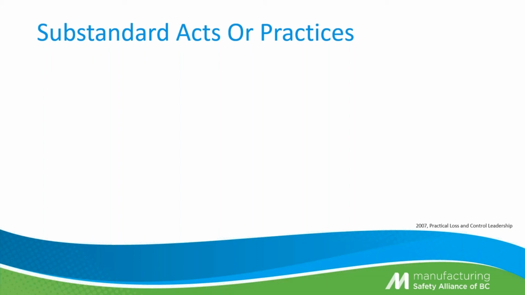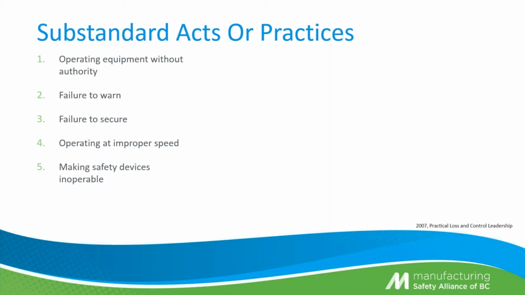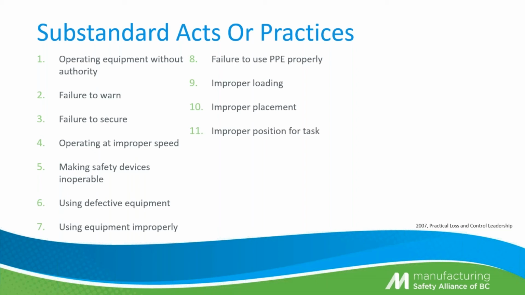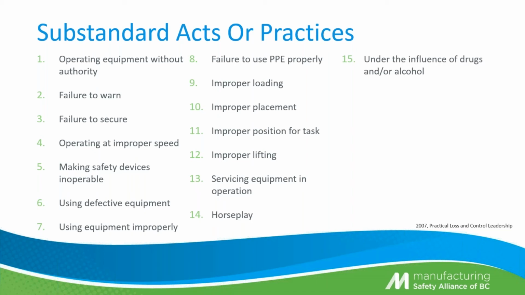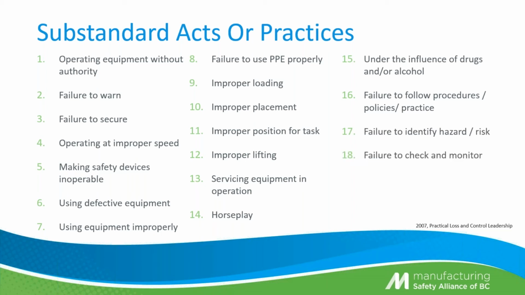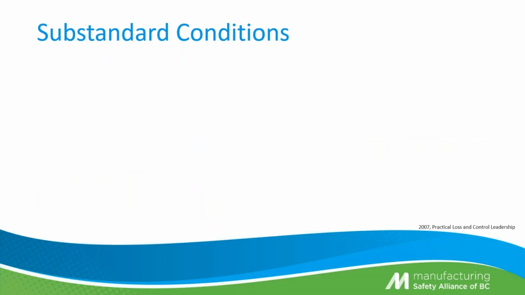And the way to think of the difference here is this is what the individual is doing, right? So operating equipment without authority, failure to warn, failure to secure, operating at improper speed, making safety devices inoperable, using defective equipment, using equipment improperly, failure to use PPE, improper loading, improper placement, improper position of task, improper lifting, servicing equipment in operation, horseplay, under the influence of drugs or alcohol, failure to follow procedures, policies, practice, failure to identify the hazards, the risks, failure to check and monitor, failure to correct or react, failure to communicate or coordinate. Again, the substandard acts or practices are with the individual, right?